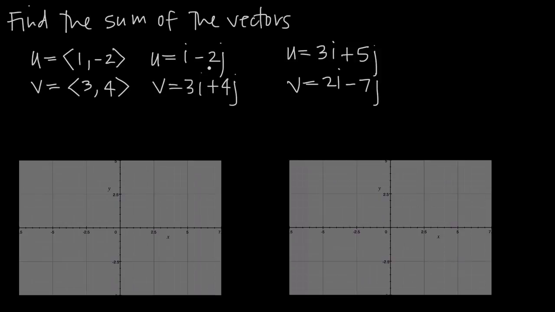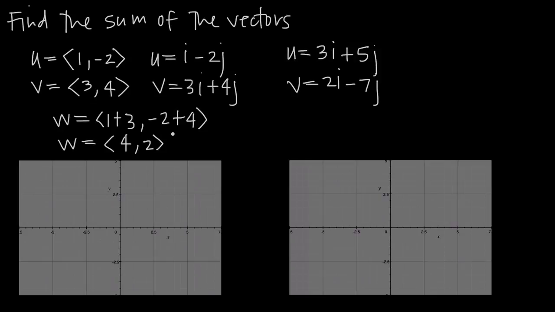Either way, when we want to sum the two vectors together, we'll call the sum of the vectors w. So we'll say w is going to be equal to, and we just add together the coefficients on i, or these first numbers here, so we would have 1 plus 3. And then for the second number, we add together the coefficients on j, or these two numbers here. So we would say negative 2 plus 4. Then when we simplify, we get w is equal to 1 plus 3 is 4, negative 2 plus 4 is a positive 2, so the sum of these two vectors is the vector 4, 2.